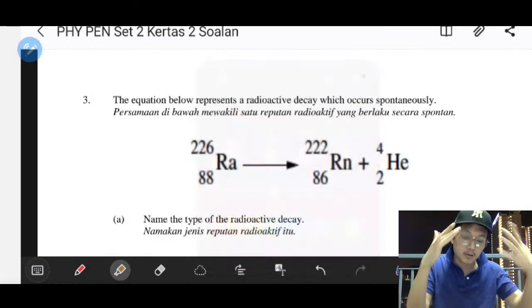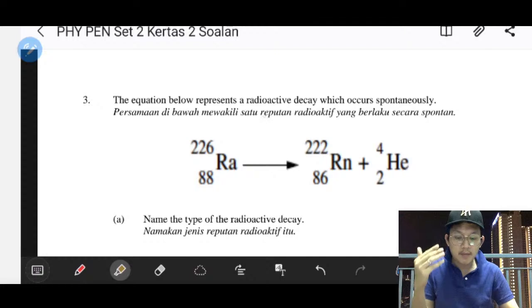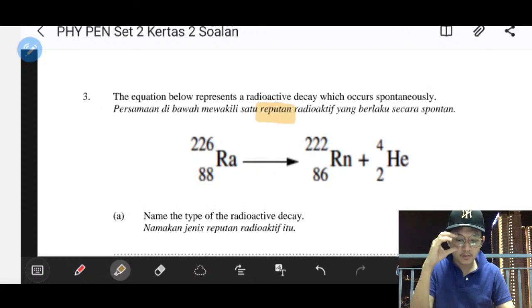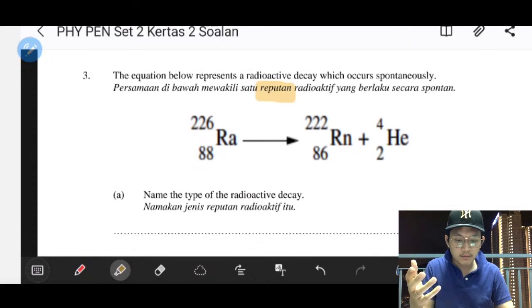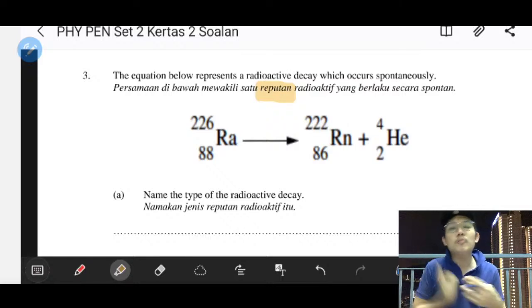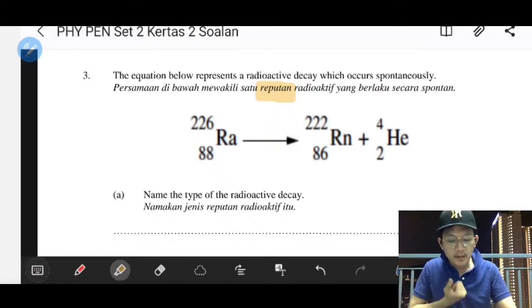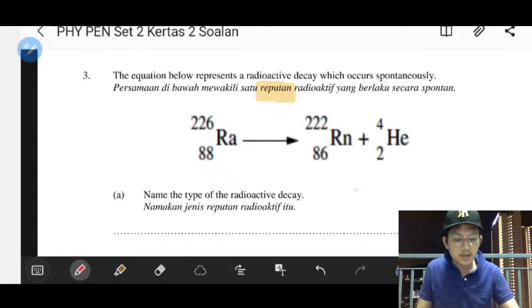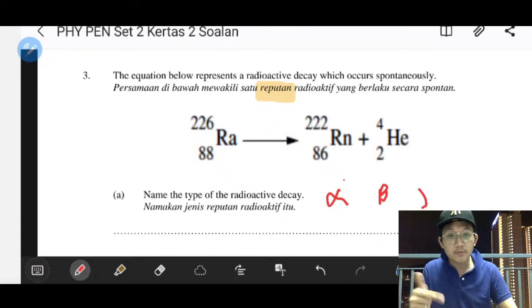And then let's look at this question. Namakan reputan radioaktif tersebut. Namakan reputan radioaktif. Reputan lah. Let's do back a little bit of revision. Reputan ada 3 jenis. Reputan first one is reputan jenis alpha. Kemudian jenis beta. Dan reputan jenis gamma. Okay, ada 3 jenis. Dan ini adalah reputan alpha. So you have to write reputan.